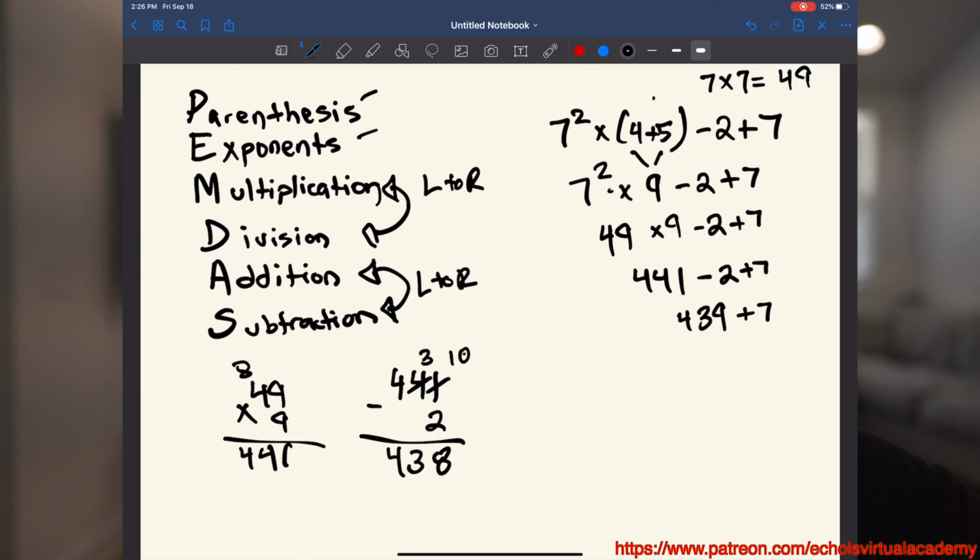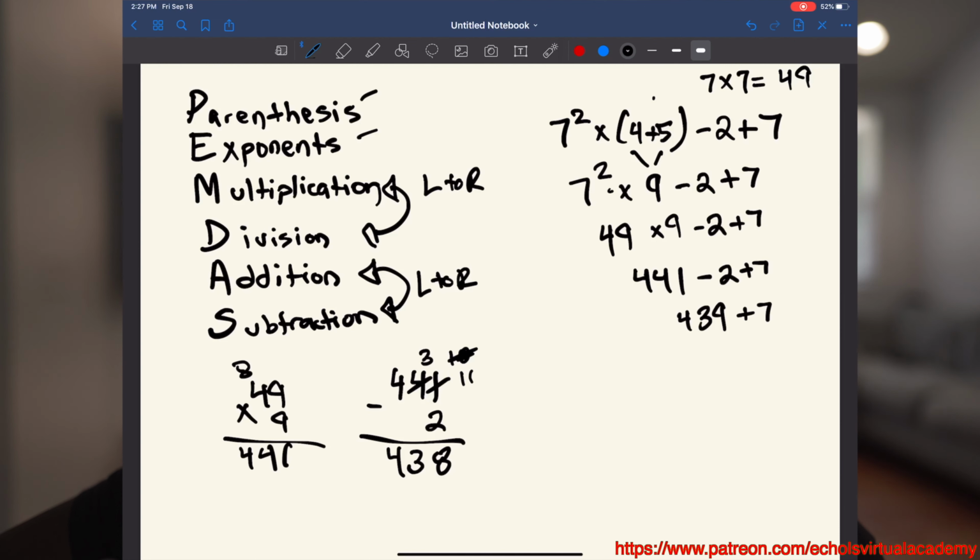So actually, we go back. This 1 turns into an 11. Because you got to remember, see, and this is what's so funny when you get into advanced math. Sometimes you forget your early math. This 1 doesn't turn into a 10. It turns into an 11 because you borrowed a 10 from your 4. So you got to remember the basics. Now all that's left is 439 plus 7.